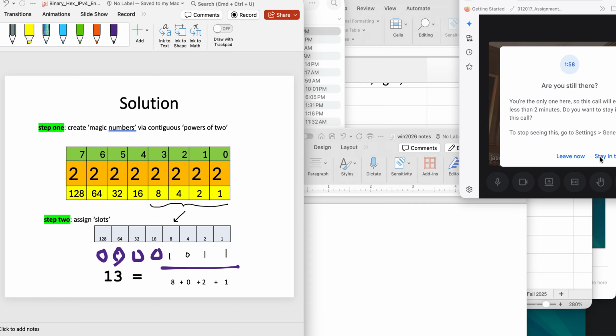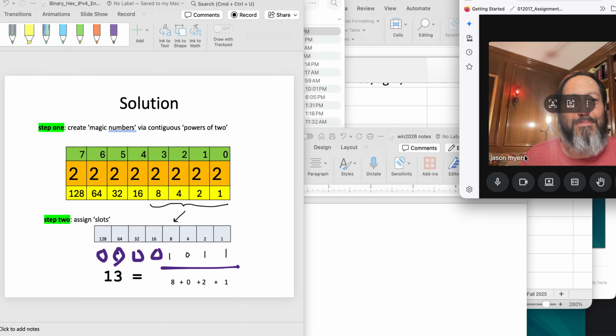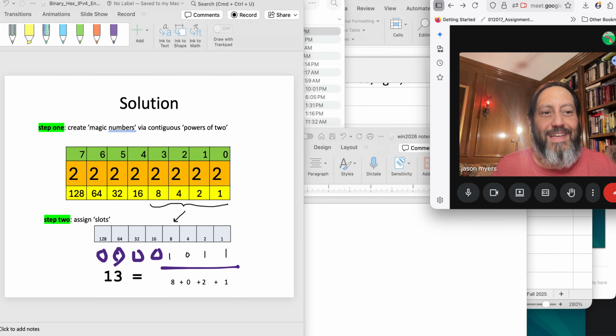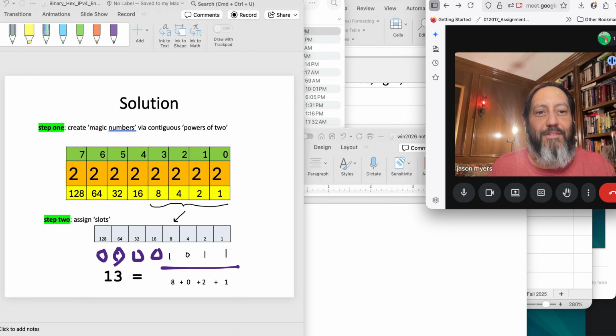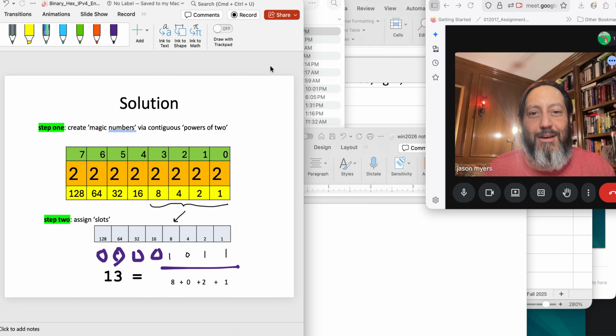One second. I'm using Google Meet to capture my image, because I'm assuming that it's more compelling if you see my face. I don't know. Maybe it's because I'm ugly. Maybe you don't want to see my face.